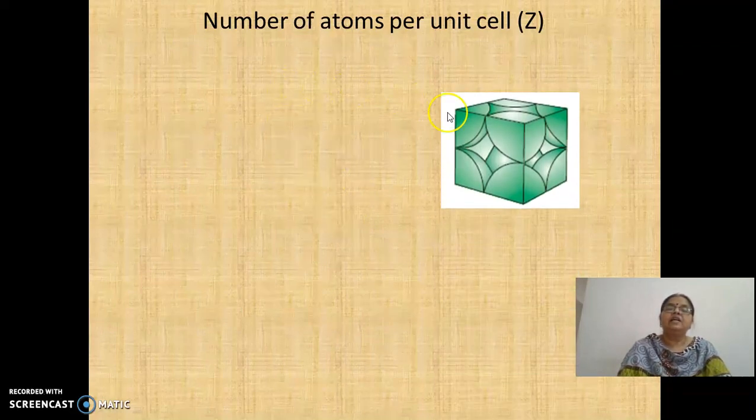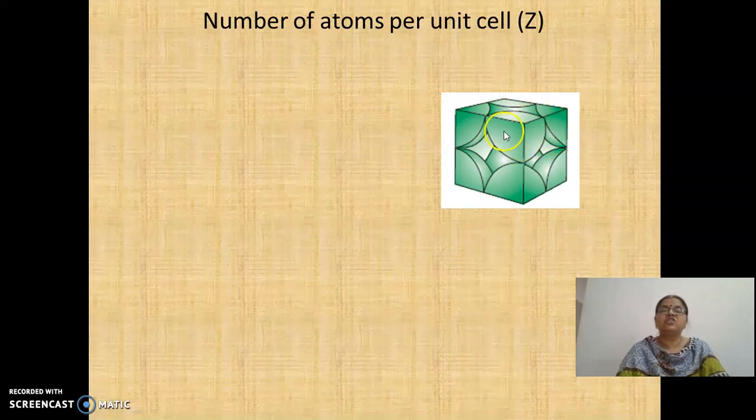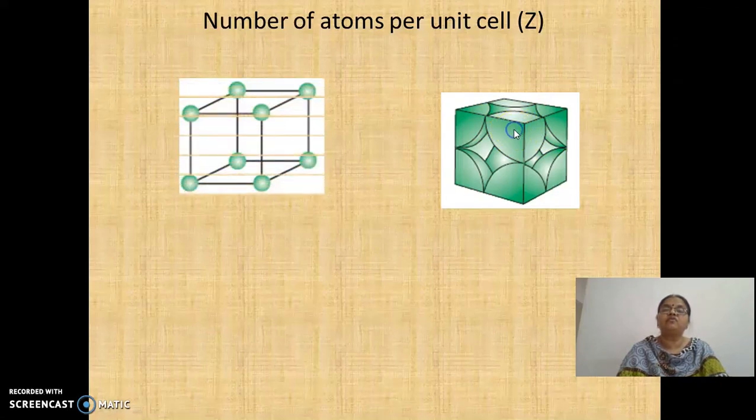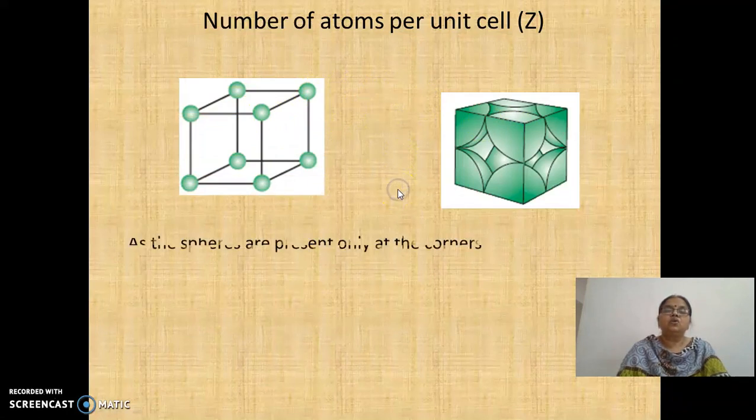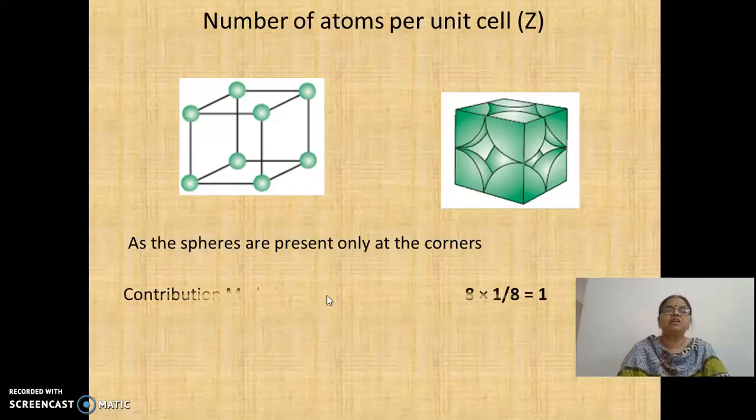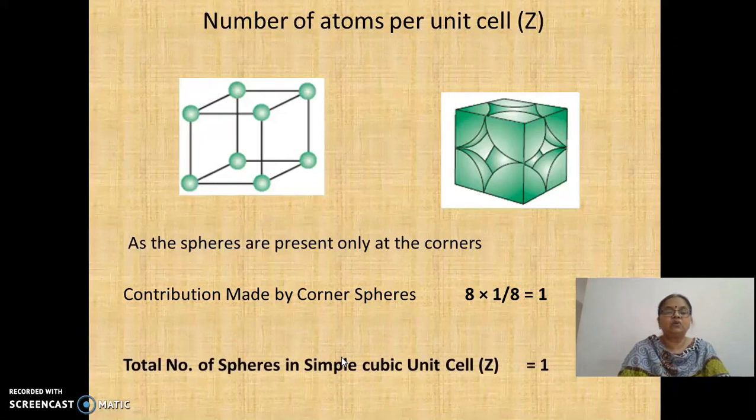You can see here the sphere at the vertices is shared between 8 neighboring unit cells. So the contribution of this is 1/8 towards this unit cell. So as the spheres are present only at the corners, the contribution comes out to be 8 into 1 upon 8, that is equal to 1. That is why the value of Z, the total number of spheres in a simple cubic unit cell, is 1. The value of Z will be 1 for simple cubic unit cell.